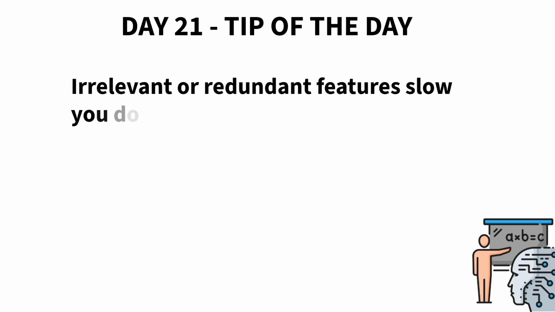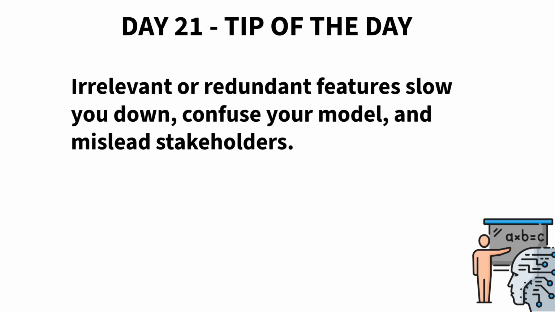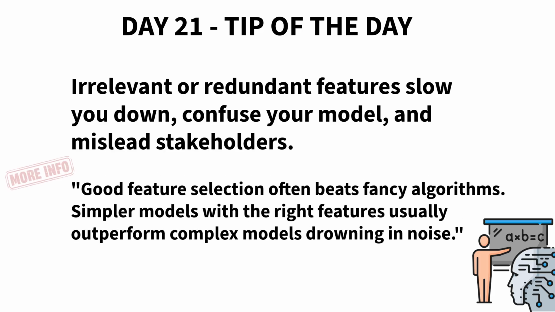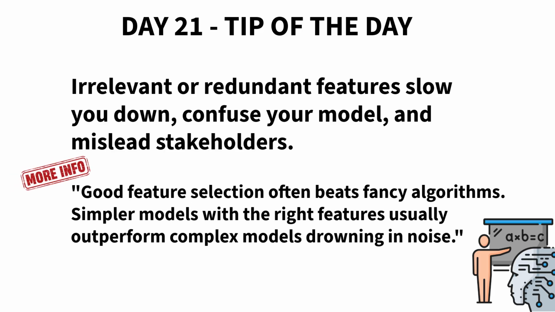Here's your day 21 dose of insight. Feature selection is like cleaning up your shopping cart. Only keep what adds value. Irrelevant or redundant features slow you down, confuse your model, and mislead stakeholders. Use statistical checks for quick wins, wrapper methods for accuracy, and embedded methods when you want the model to decide for itself. And here's the secret: good feature selection often beats fancy algorithms. Simpler models with the right features usually outperform complex models drowning in noise.